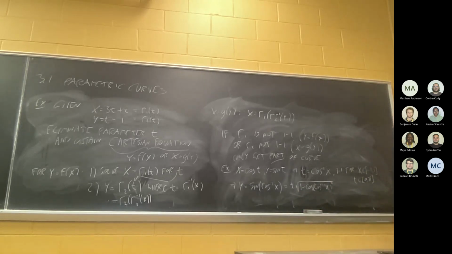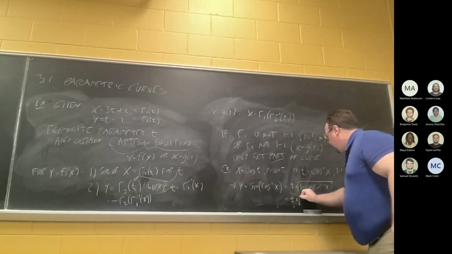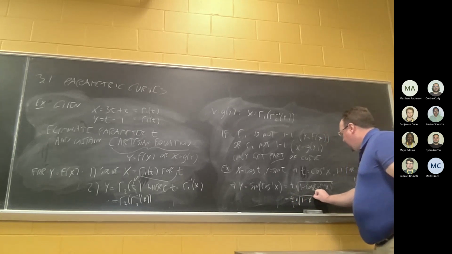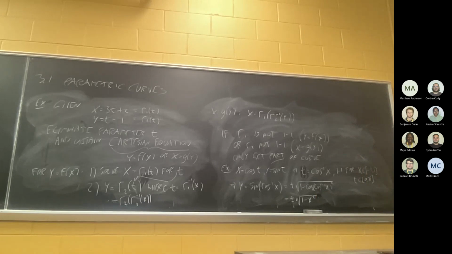Okay, but now I have cosine of inverse cosine of x, and those will cancel out. So I get square root of 1 minus x squared. Okay. But I don't get the whole curve, because if I choose a positive square root, I get the top half of the circle, but a negative square root, I get the bottom half.